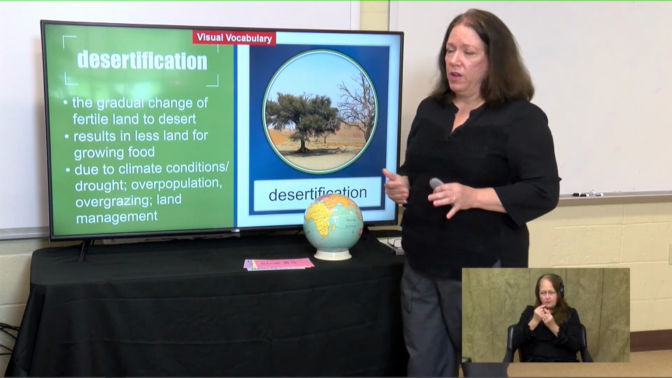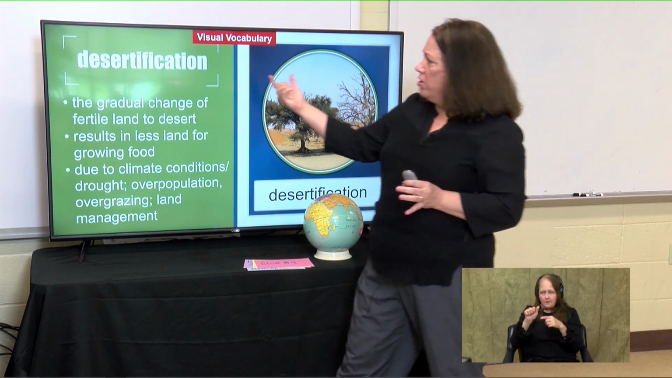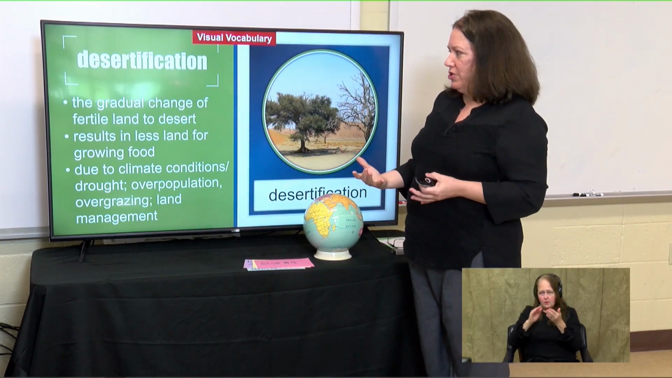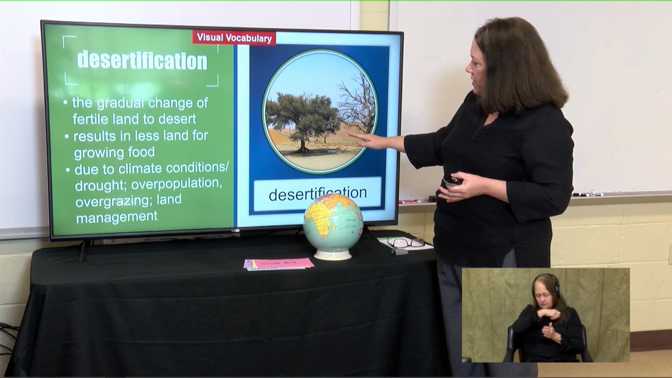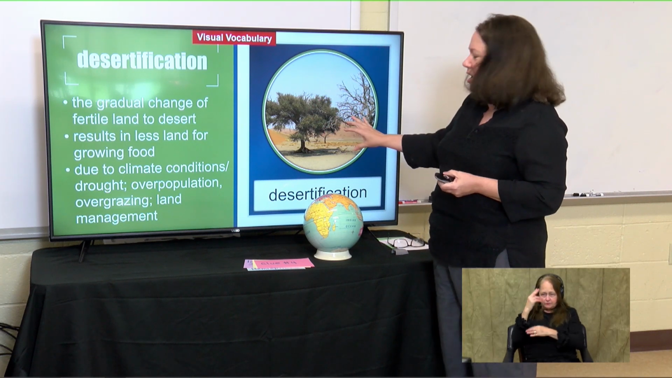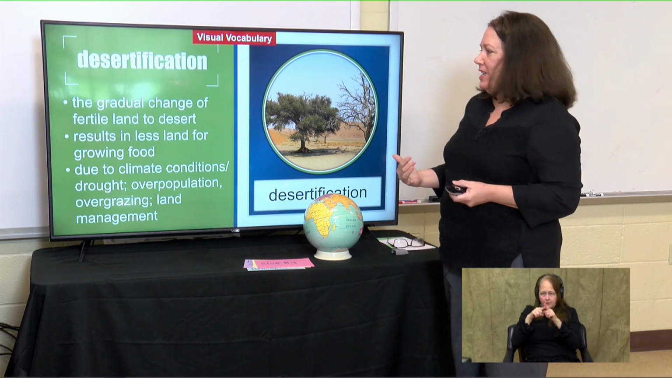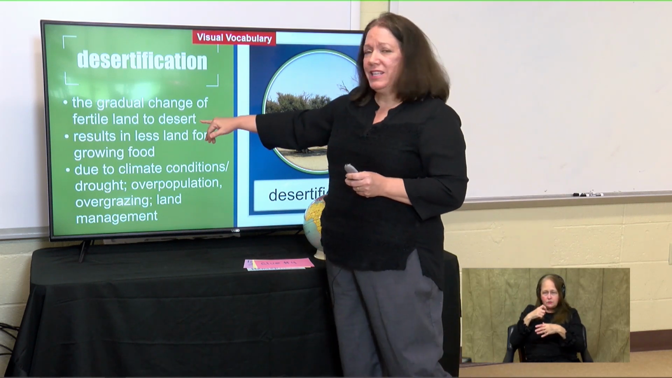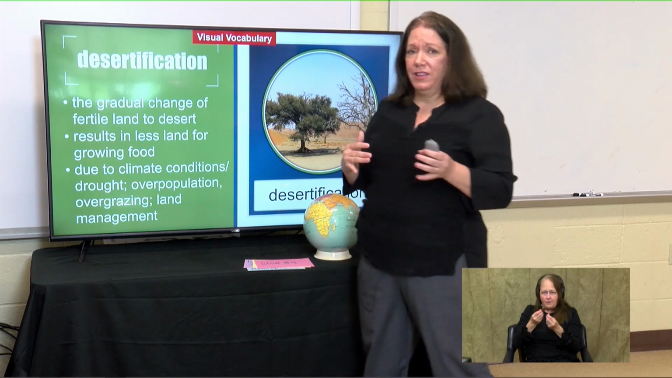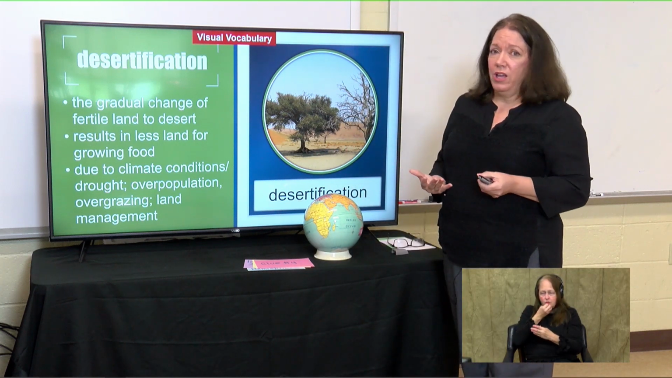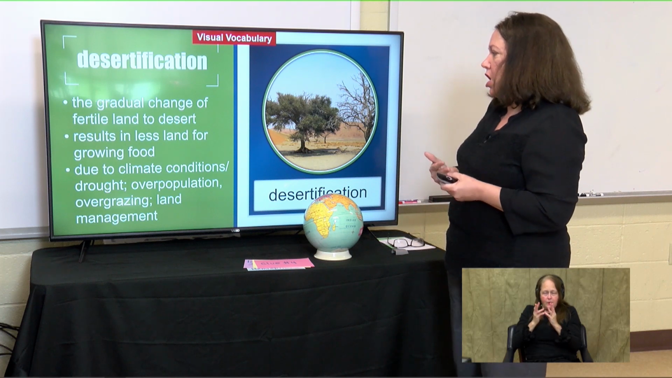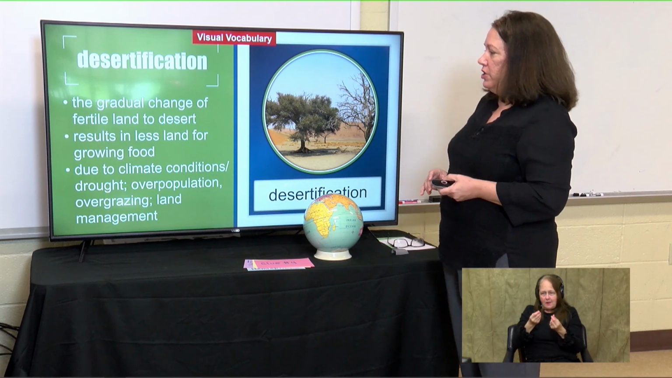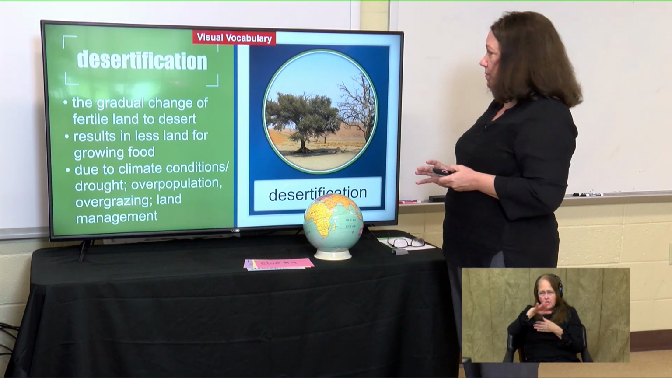Desertification is a big part of what's happening in Africa. This word, desertification, means the process of becoming a desert. If you look at the picture, you'll see desert in the background and you see trees and shrubs, but it looks like the sand is taking over. Unfortunately, this is like the gradual creeping of the desert. What that does is it takes away the fertile land and results in less land to grow food. It's due to a lot of things: climate, drought, overpopulation, overgrazing, land management practices. So desertification is a big issue, especially around the Sahara Desert.